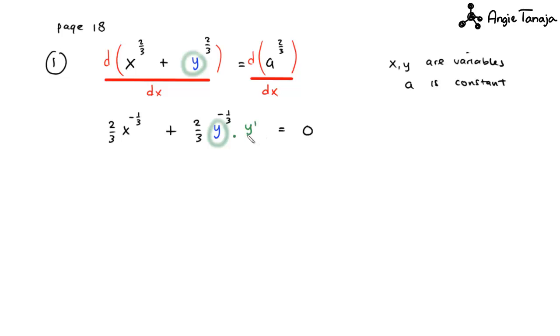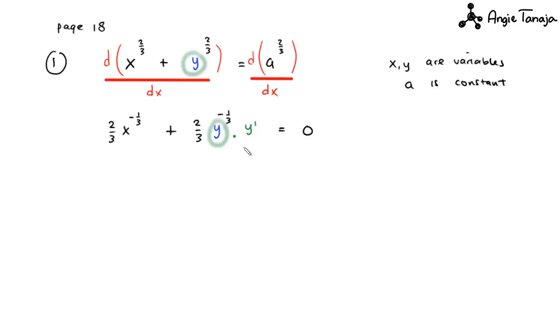Because what we are applying right now is just the chain rule. You don't have x here, but you assume that this is x, so you have to multiply it by the derivative of this. And the derivative of y is y prime. Okay? Y prime itu kan derivatifnya y, ya kan? Nah, yang ditanyakan sekarang itu y prime-nya.